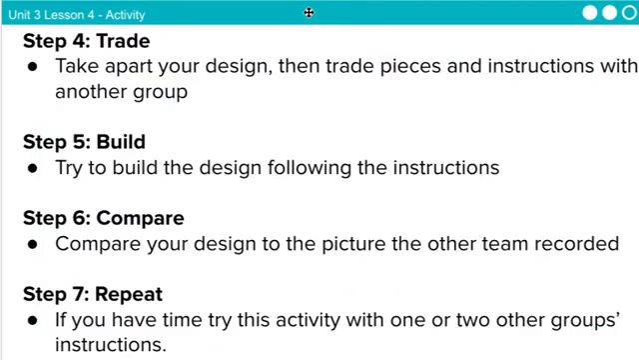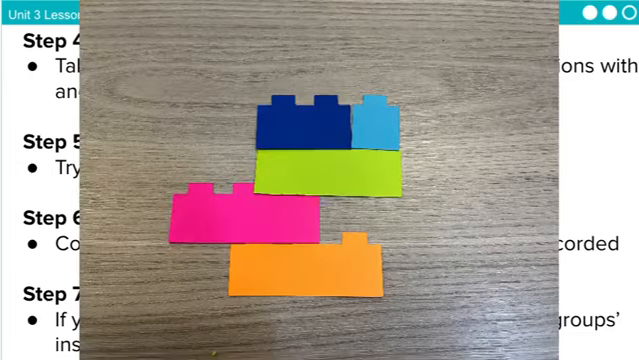All right, now I want you to see if what you created looks like the picture that I just gave you instructions for. So does it look like this picture or not? Did I give good instructions? What could I have said to make my instructions better?